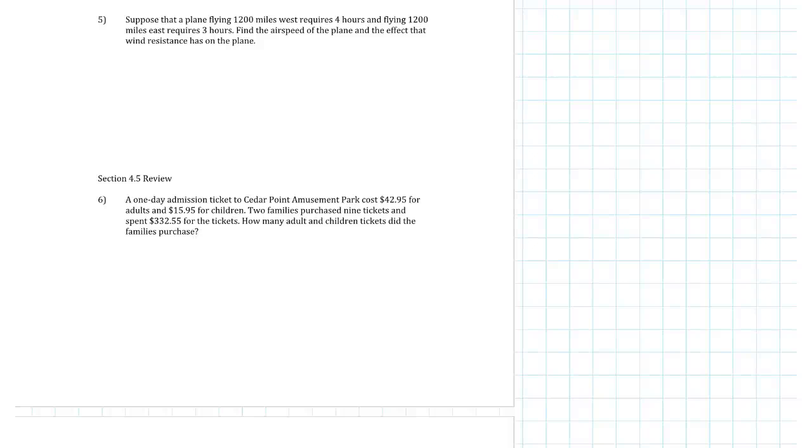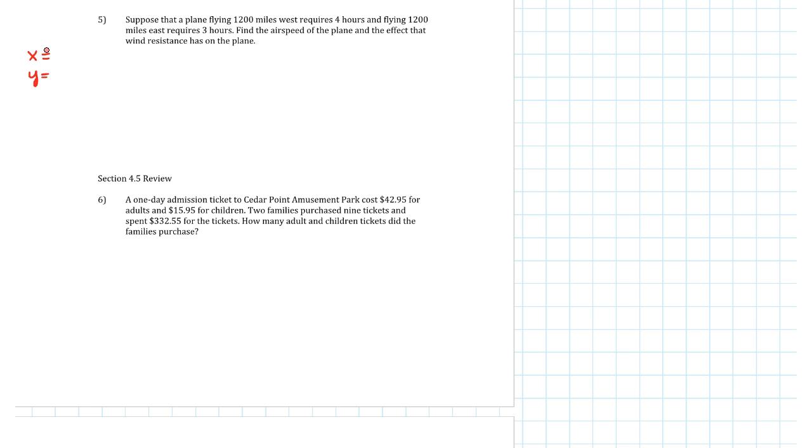Okay, question 5. Suppose that a plane flying 1,200 miles west requires 4 hours and flying 1,200 miles east requires 3 hours. Find the airspeed of the plane and the effect that the wind resistance has on the plane. So again, a lot of times for all of these word problems, it's best to figure out what they're really asking you to find, which are always going to be your variables.